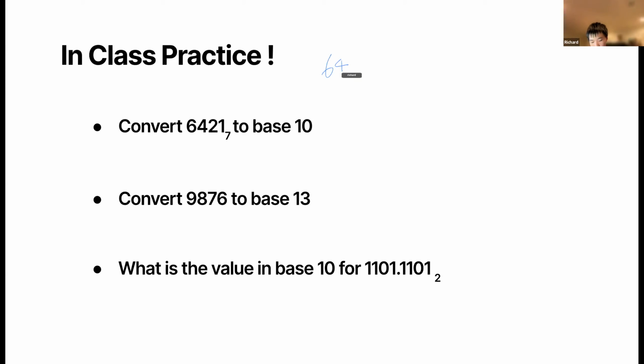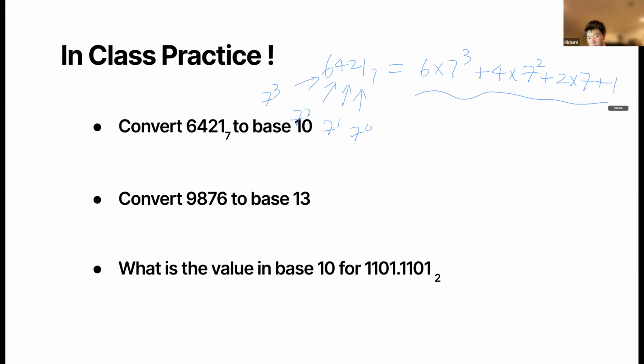Okay, so 6, 4, 2, 1 base 7 can be rewritten as 6 times 7 to the power of 3 plus 4 times 7 to the power of 2 plus 2 times 7 plus 1. So I'm just expanding it out into its full notation. This digit represents 7 to the power of 0. This digit represents 7 to the power of 1. This digit represents 7 to the power of 2. And this digit represents 7 to the power of 3. So that is how I got this expression.